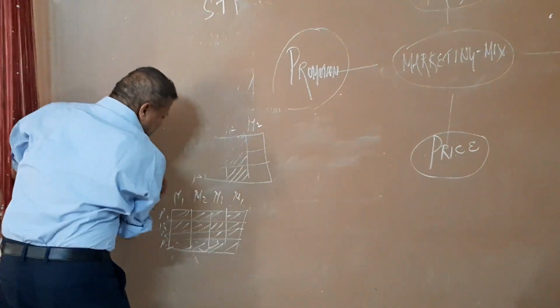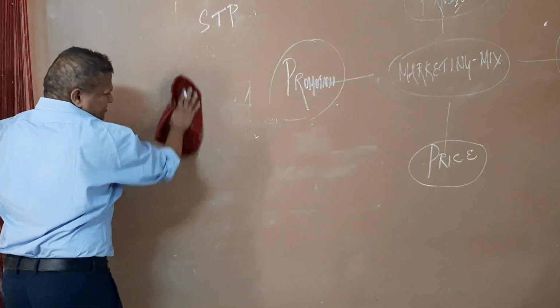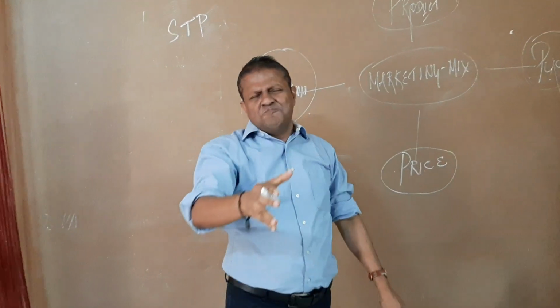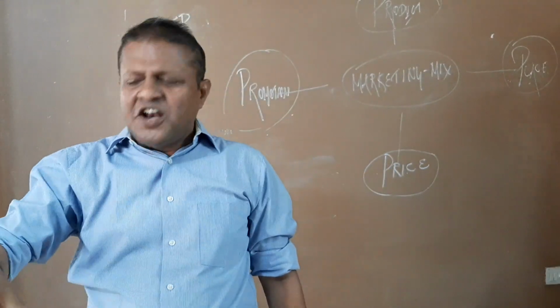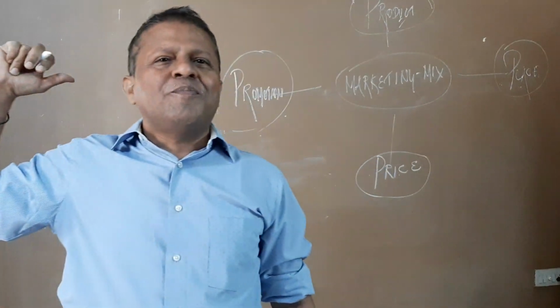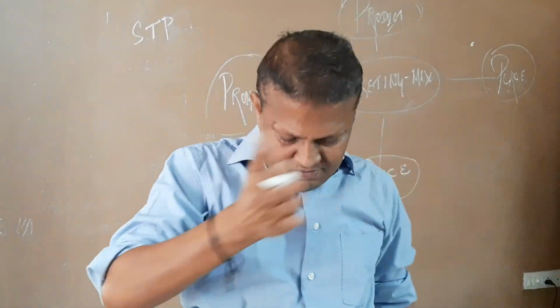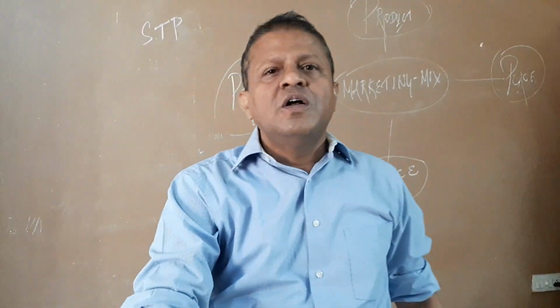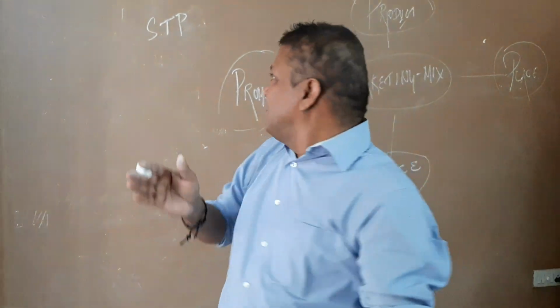Within the segmentation, we target the consumers. We identify a particular class of consumers and we offer to them. For example, Maruti offers the Maruti 800 to low income people, but the Baleno to the high income group. For the Baleno, the target consumers are different. For the Maruti 800 or Maruti Alto, the target consumers are different. And this is what is called targeting.